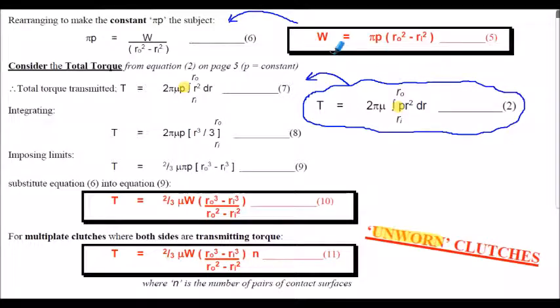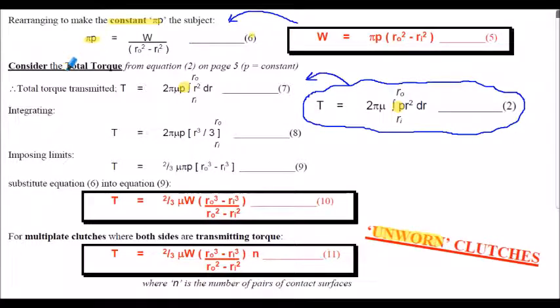Continuing with my unworn clutches here, what we've done now is rearrange this equation. Equation 5 is being rearranged in terms of pi and P, because pi and P is actually a constant in this particular case. Pressure is constant, so pi is obviously constant. We're going to rearrange the equation because in a minute we're going to put equation 6 into another equation that we use for torque, so we get torque related to axial force. So just bear with me with equation 6. I've just slightly rearranged it, in other words divided both sides by the bracketed term, and we'll use that in a moment.